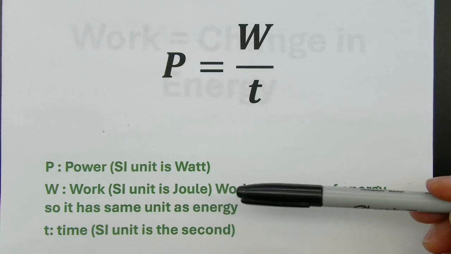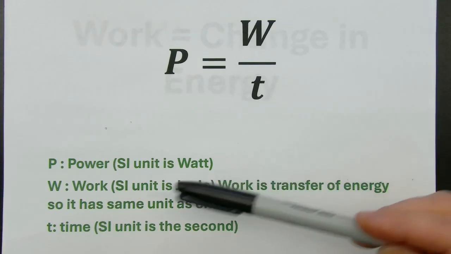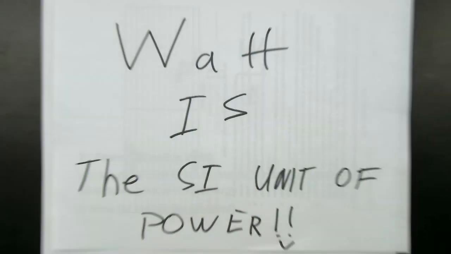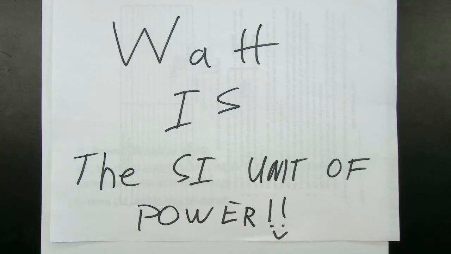The units that we use are the SI units for power. The SI unit for power is the watt. So if I was to say, what is the SI unit of power? You would say, yes, it is watt. Watt is the SI unit of power.